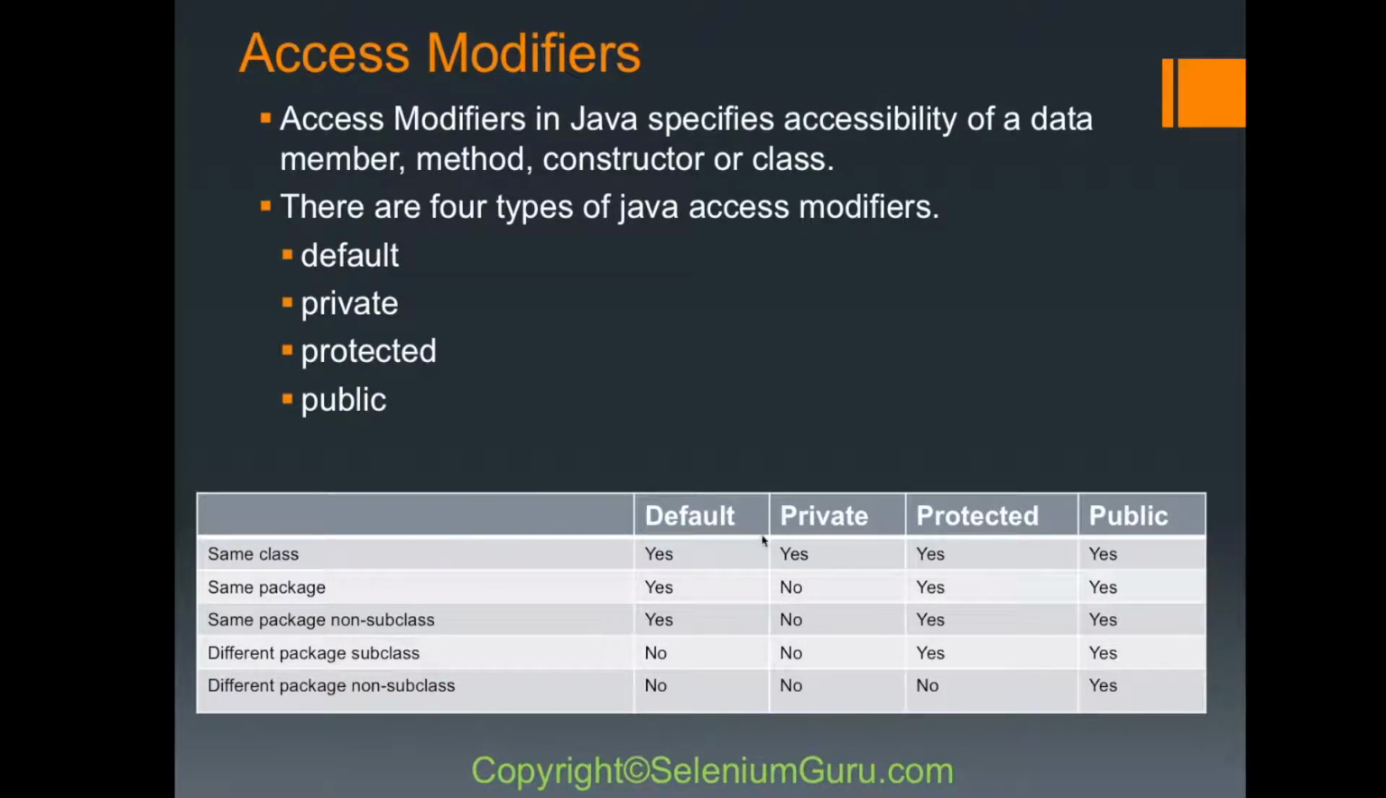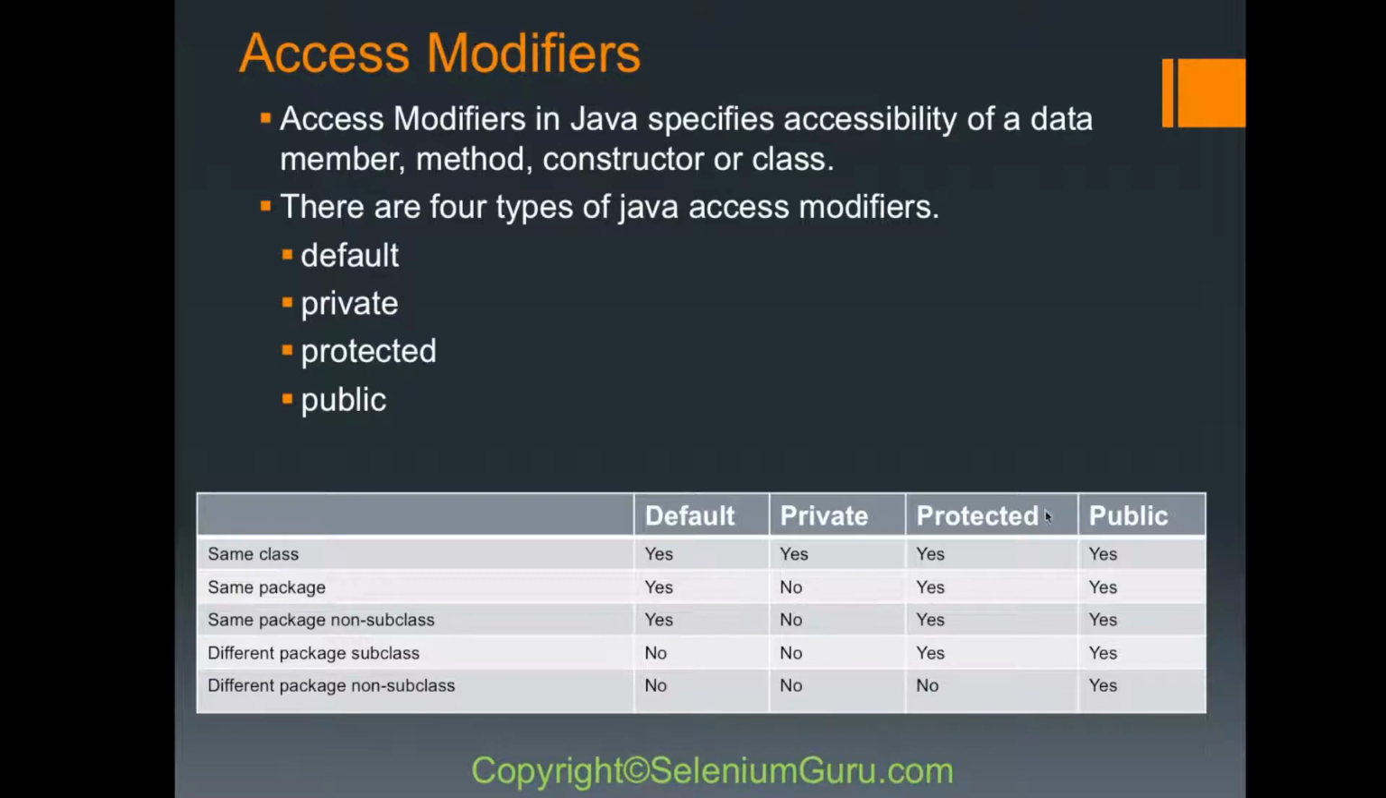Now let's see the rules of these access modifiers. Let's go with private first. If you have a private member, you have access to that variable, method, or class within the same class. However, even if it's the same package but a different class, you don't have access. Same package, non-subclass, no access. Different package, subclass, no access. Different package, non-subclass, no access.